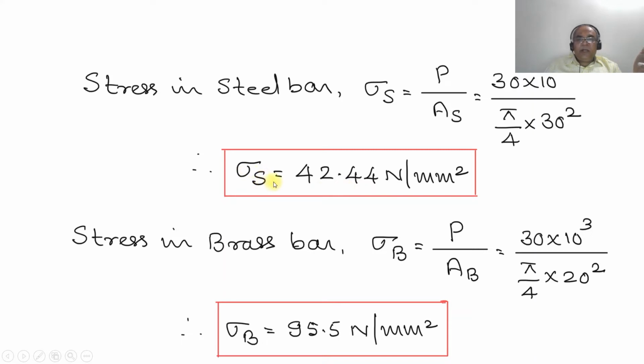On simplification, sigma S will be equal to 42.44 Newton per mm square. Similarly, the stress in the brass bar, which is sigma B, will be equal to P by AB. So P is 30 into 10 to the power of 3 divided by AB, the area of cross section of the brass bar. The diameter of the brass bar is given to be 20. So the area of the circle will be equal to pi d square by 4. Since the area of the brass bar will be equal to pi by 4 into 20 square, because the cross section of the brass bar is a circle. So pi by 4 into 20 square, on simplification, sigma B will be equal to 95.5 Newton per mm square.